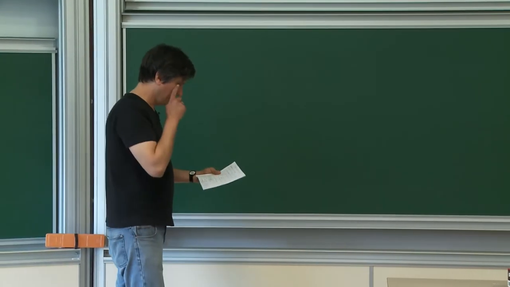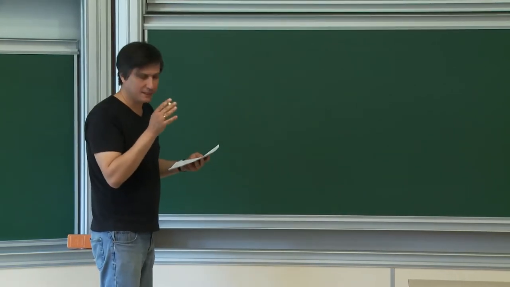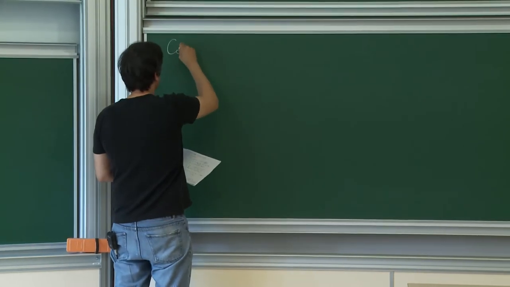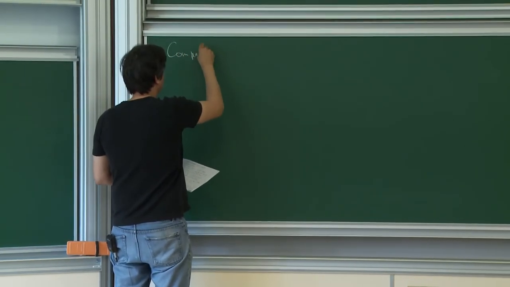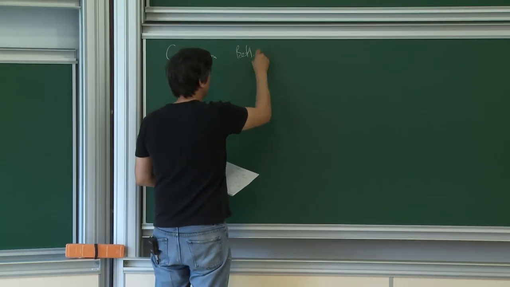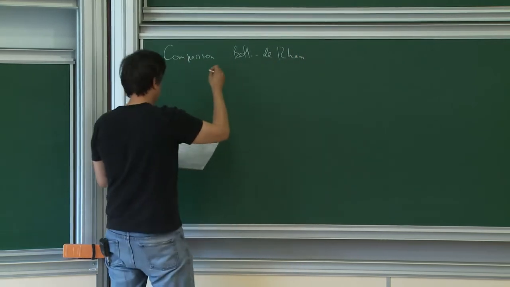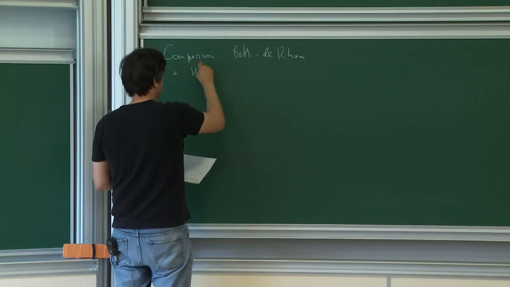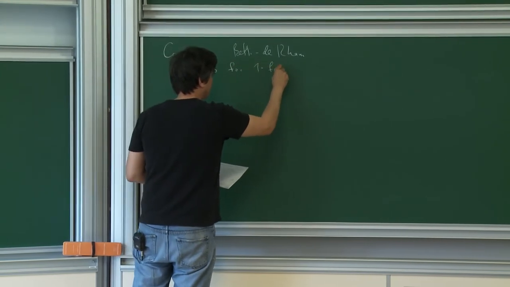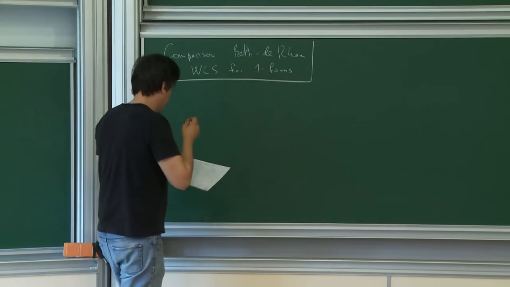So there was some small leftover from the second lecture, which I want to explain. It's a comparison between the Betti and the de Rham cohomology, the isomorphism and wall crossing structure for the case of one-forms. Not functions, but forms.